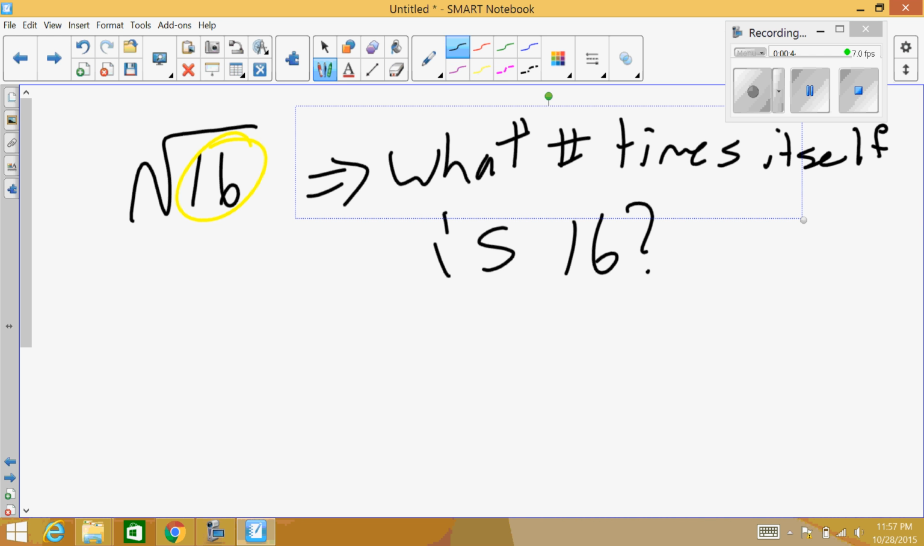Well, yeah, we've worked with this. We know that the square root of 16 is 4, but what if we didn't? What about when you're just starting off? Well, we've got some options. One option is trial and error.